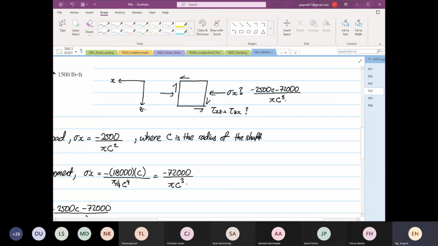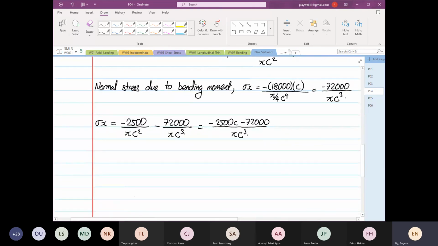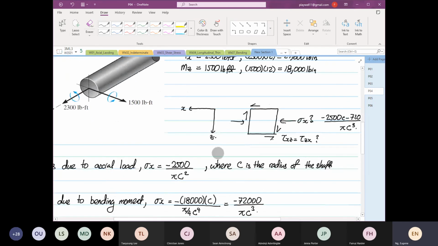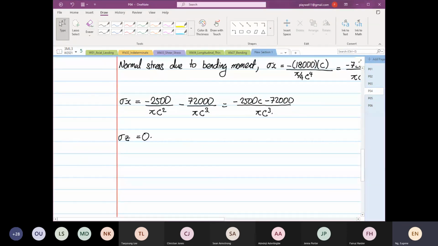So the objective is to find c, okay? Then we also know that stress in the z direction is equal to 0. There's no stress z if you look at the element over here. So this is our stress z, equal to 0. And then we have to find the torque, the shear stress induced by the torque.